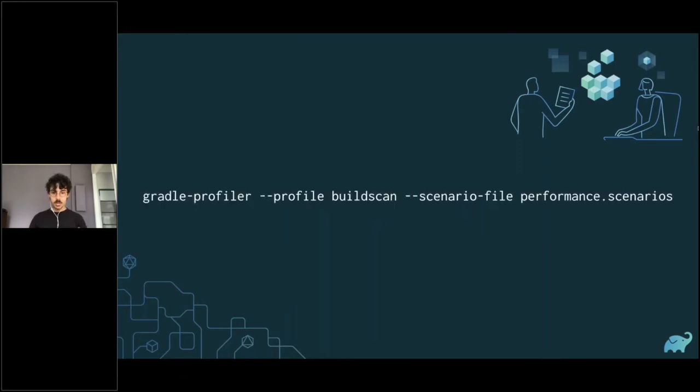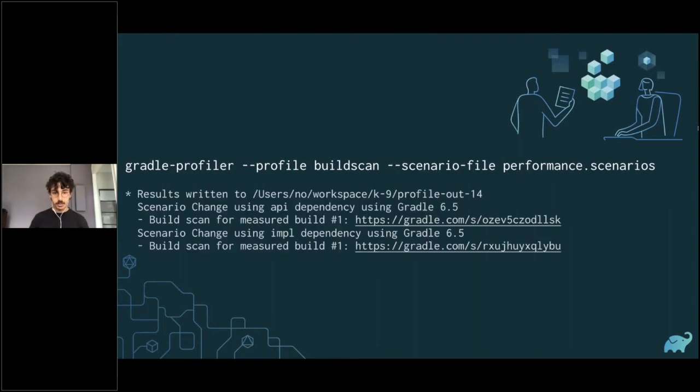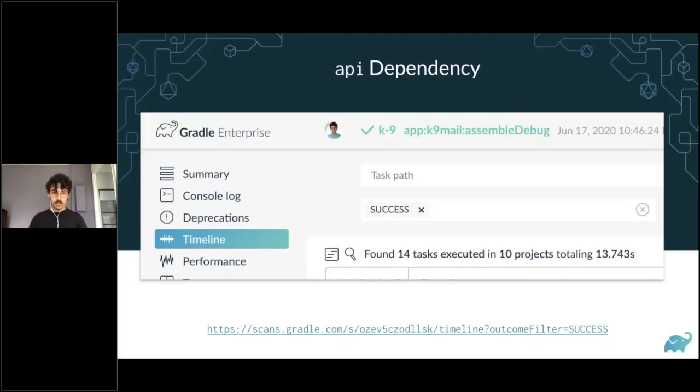Why is this though? You can also use different tools to profile using Gradle Profiler, not just build scans, but build scans is the one I'm most familiar with. And it'll give you a nice report like that. You can click the links, and we can do the same filter we were doing before, filter the build scans by success. This is the build scan for the success, build scan for the API dependency.